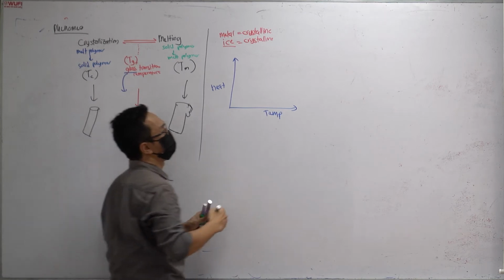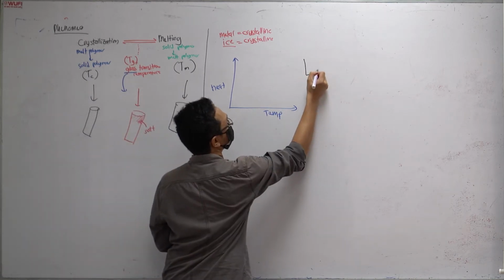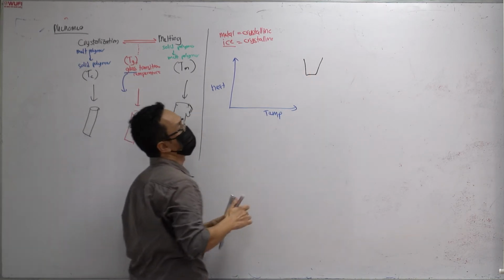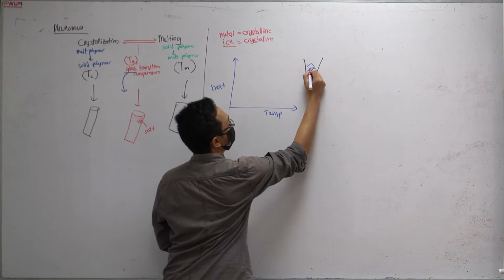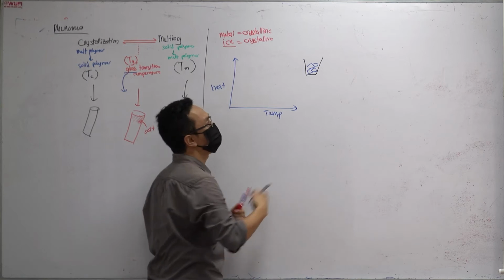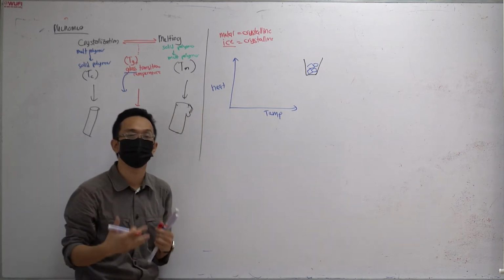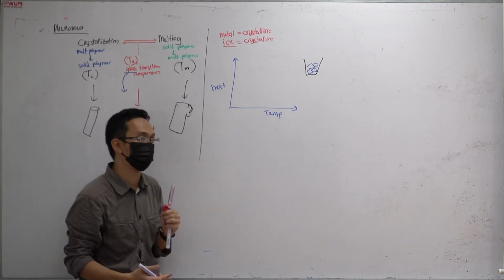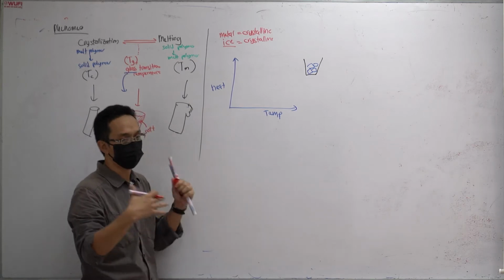Let's say you have the beaker or the glass, and then inside the beaker you put the ice. And then you try to heat it. Just now we heated the polymer, but now let's see what happens when you heat the crystalline material like the ice or the metal. You see the difference in terms of behavior.